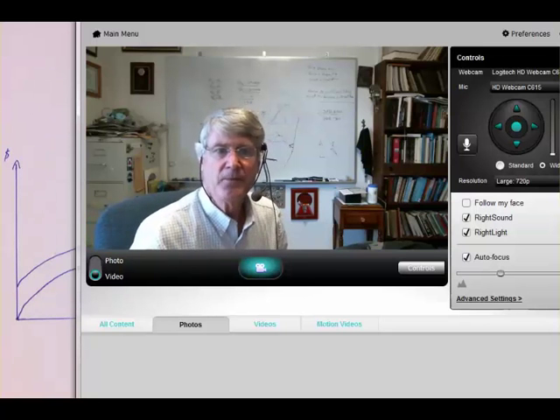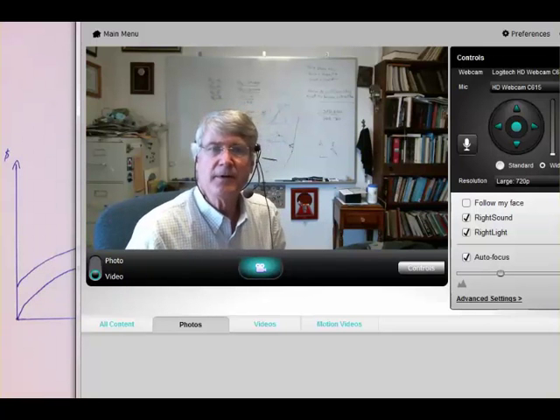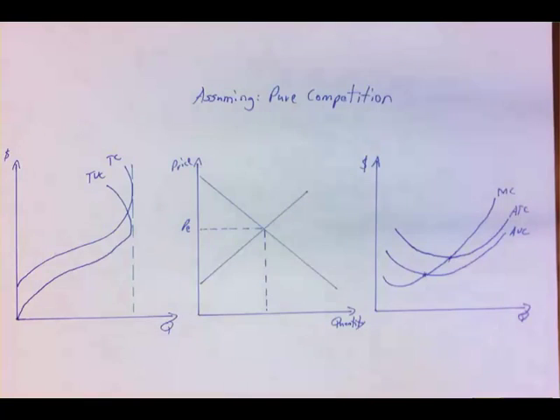Hello everyone. Okay, so this is a review of how to illustrate pure competition using the total cost family of curves and the average cost family of curves. So these are graphs I hope you're already familiar with drawing. Now how do we tie them together?